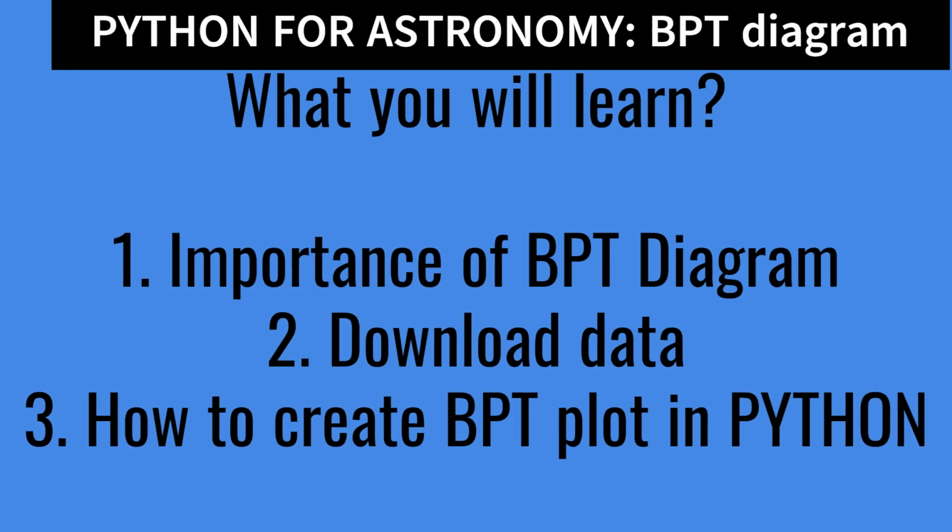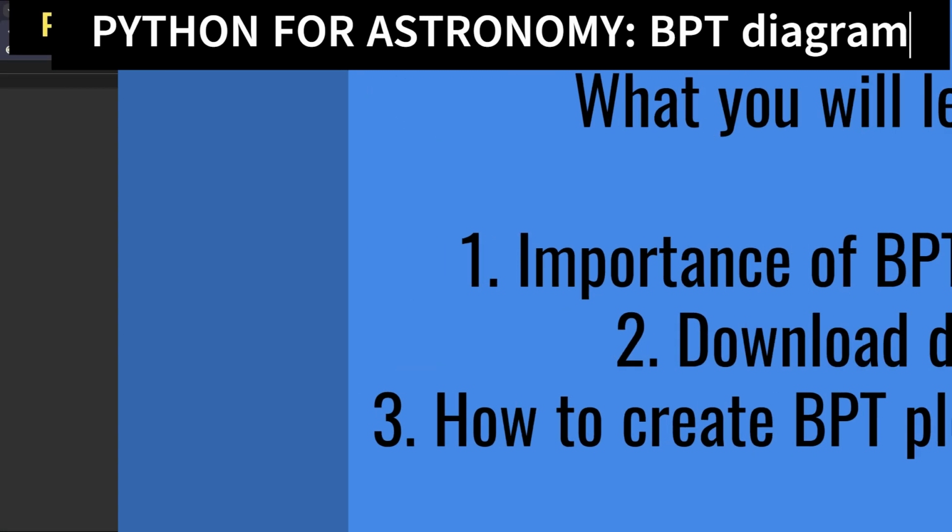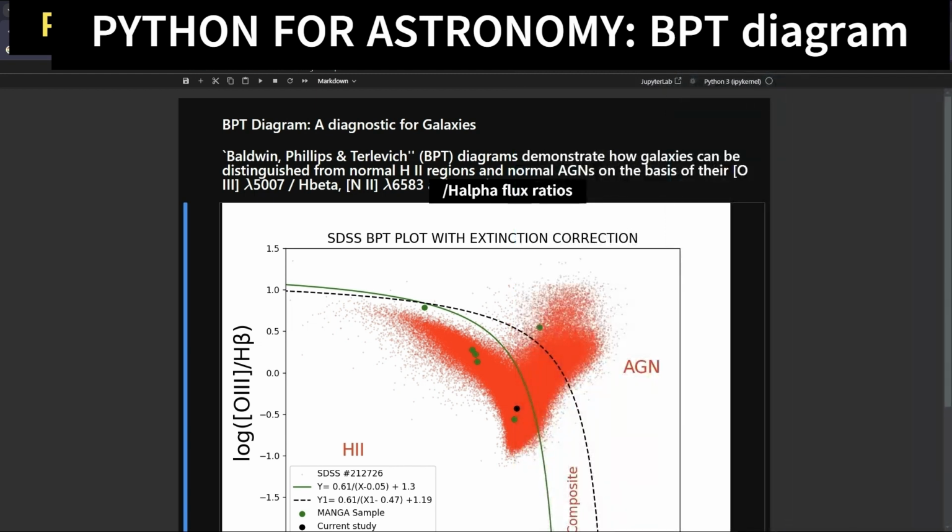Welcome to the Astro. So, in this Python for astronomy tutorial, you are going to learn about a very important concept in astronomy called the BPT diagram, or a diagnostic for galaxies. Basically, this BPT diagram is capable of demonstrating how galaxies can be distinguished from normal AGN to star-forming galaxies and the composites on the basis of their different line flux ratios.